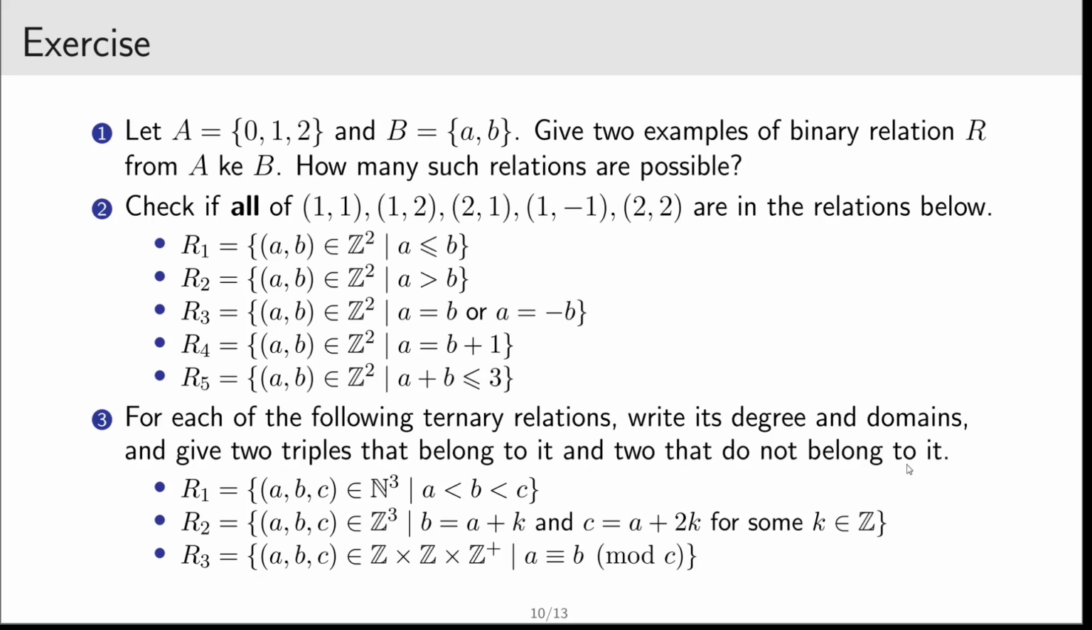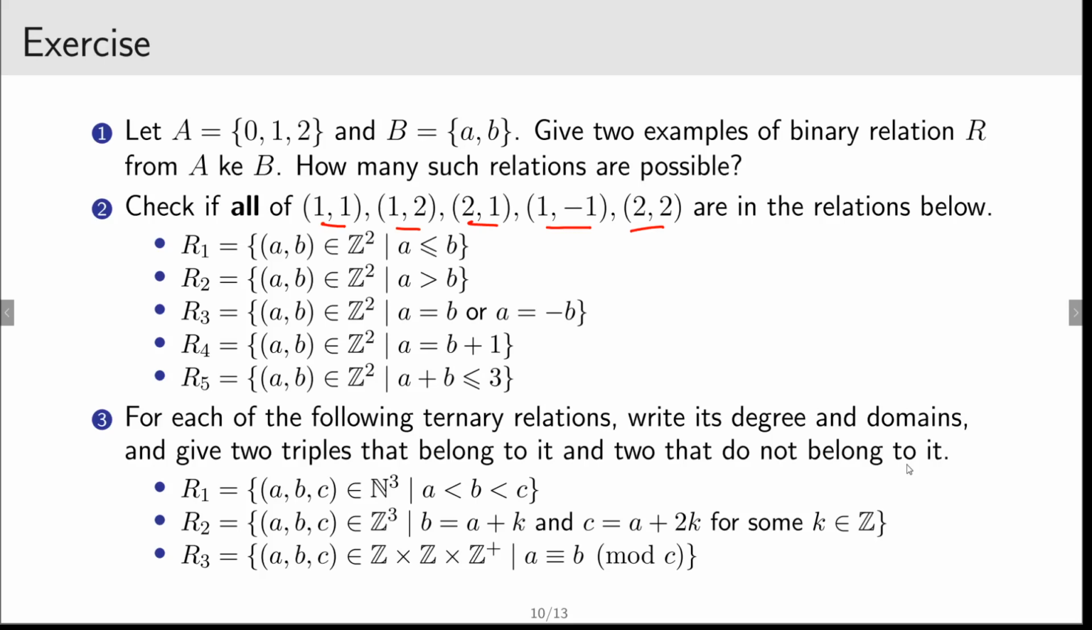For number 2, you are given 5 pairs of integers: (1, 1), (1, 2), (2, 1), (1, -1), and (2, 2), and check if all of these 5 belong to the relations given below. So R1, R2 up to R5. R1 is a set of pairs from Z times Z, such that A is less than or equal to B. R2 is a set of pairs A, B, such that A is greater than B, and so on.